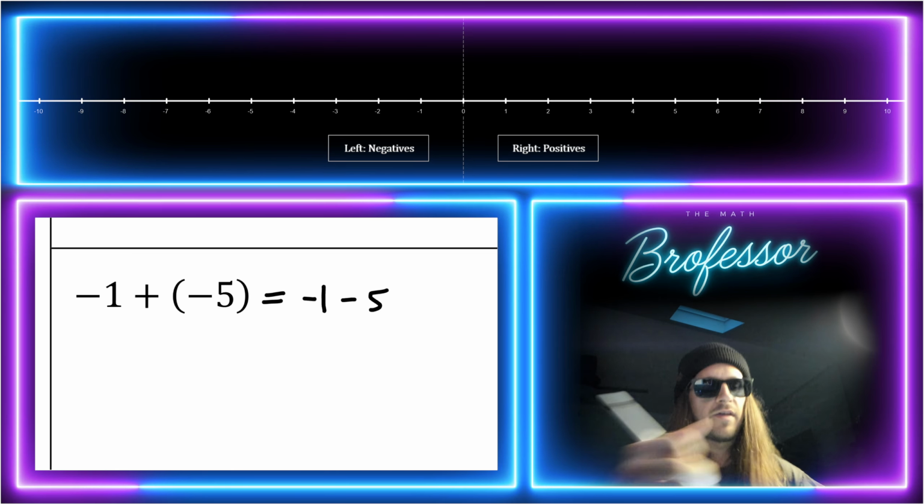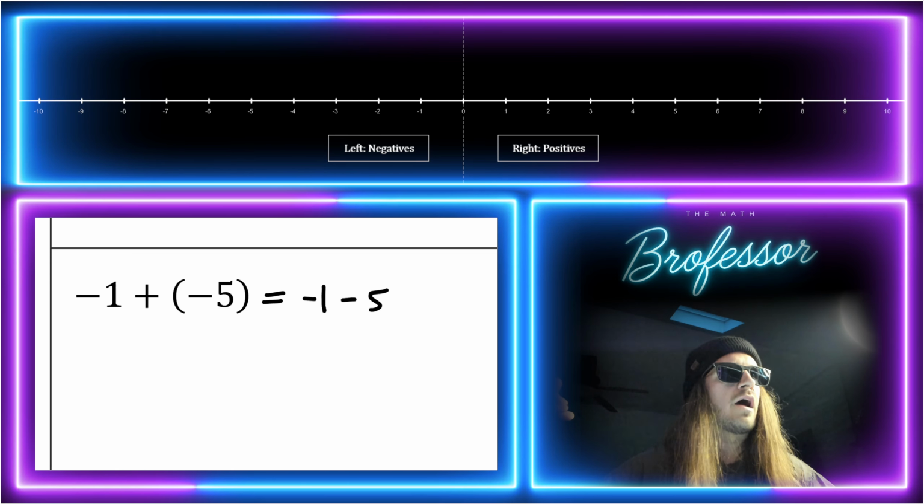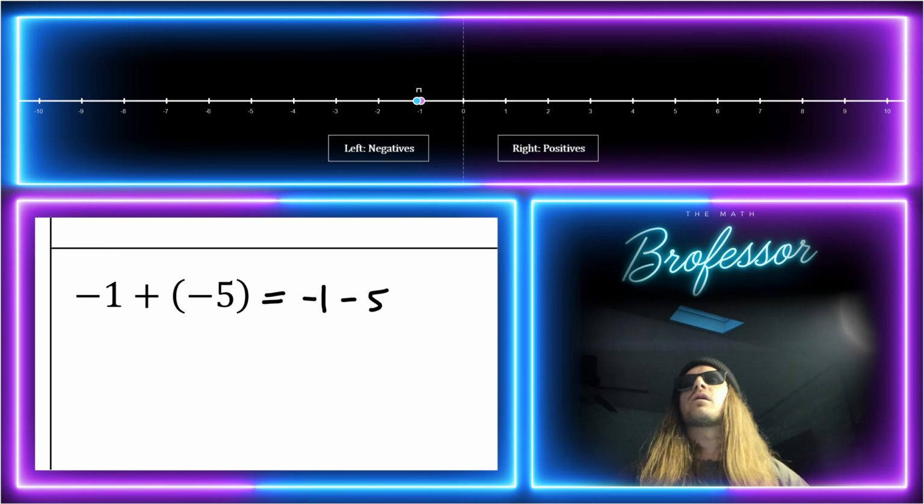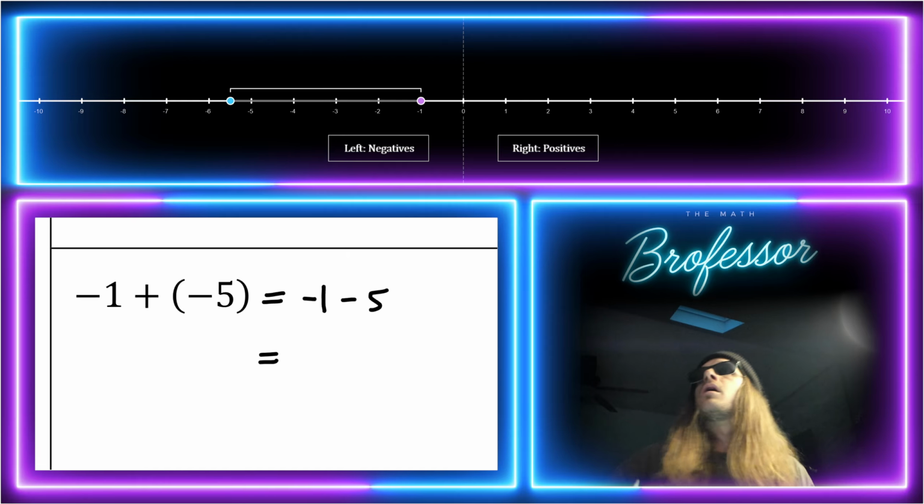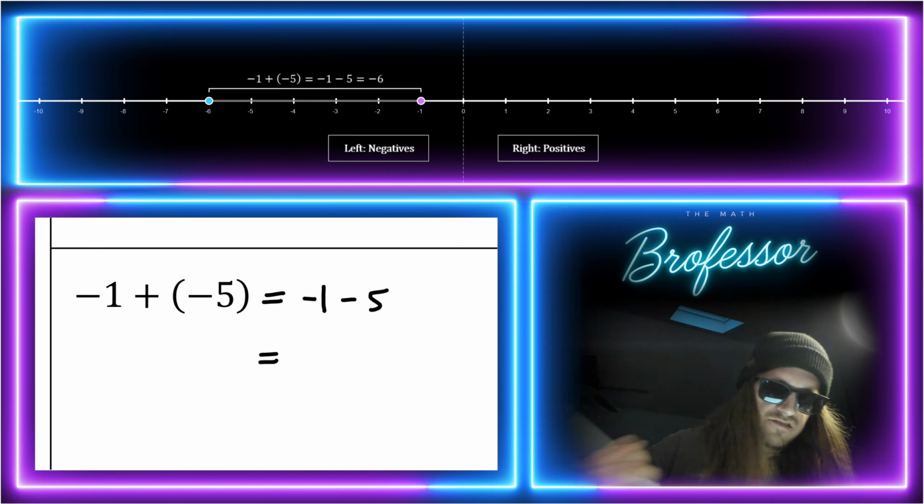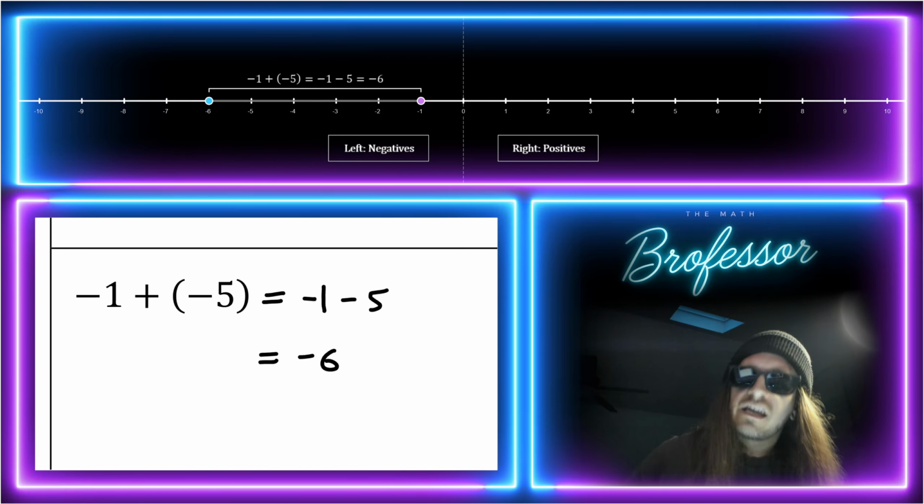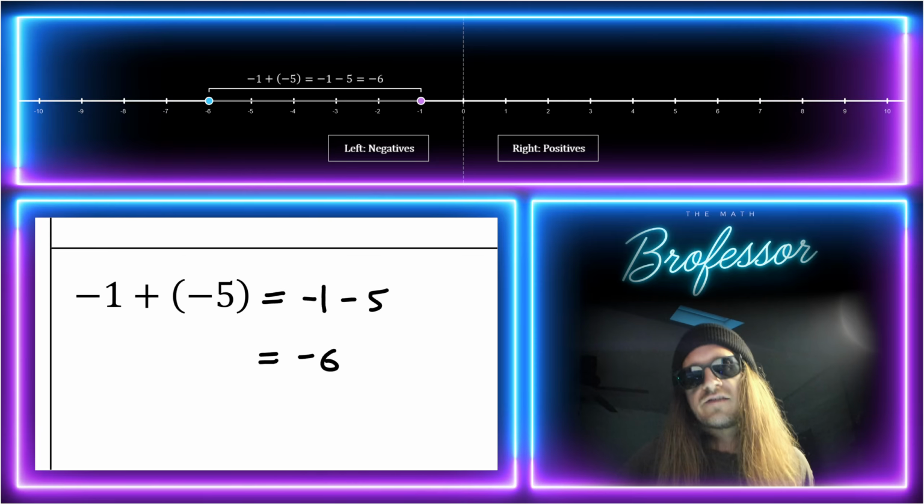So negative 1 minus 5. That means we're going to start at negative 1, but we're going to go left 5 units. Start at negative 1, go left 5. 1, 2, 3, 5. Right there. What is that? That's negative 6. So negative 1 plus negative 5 is negative 1 minus 5, which is negative 6.